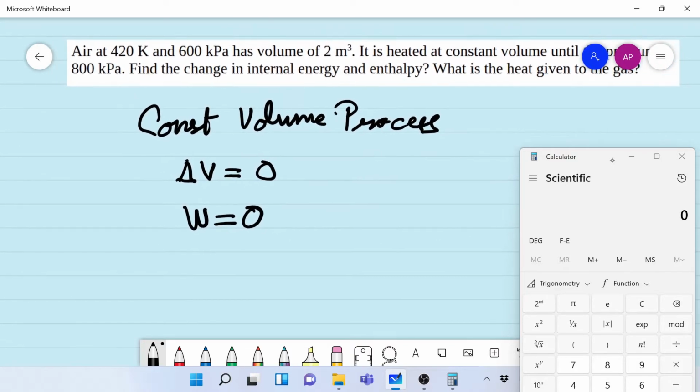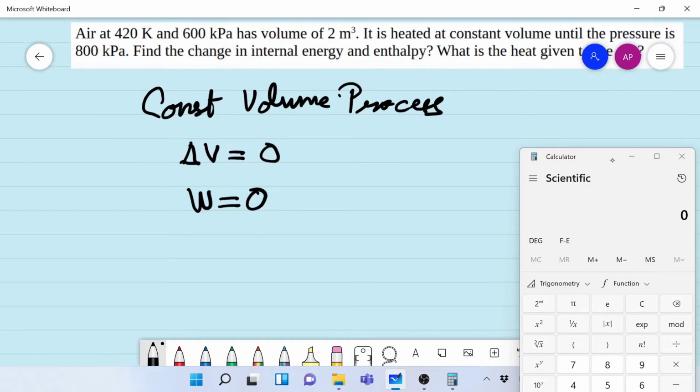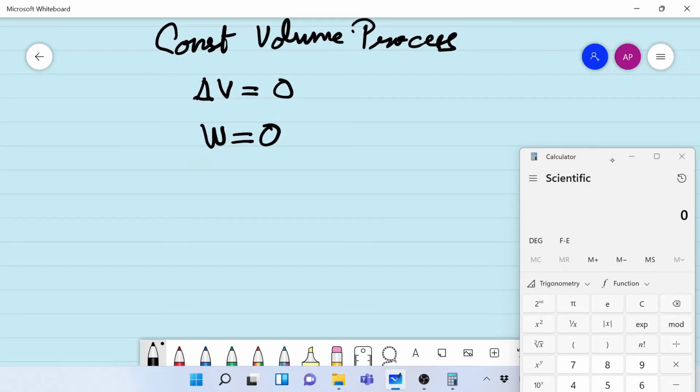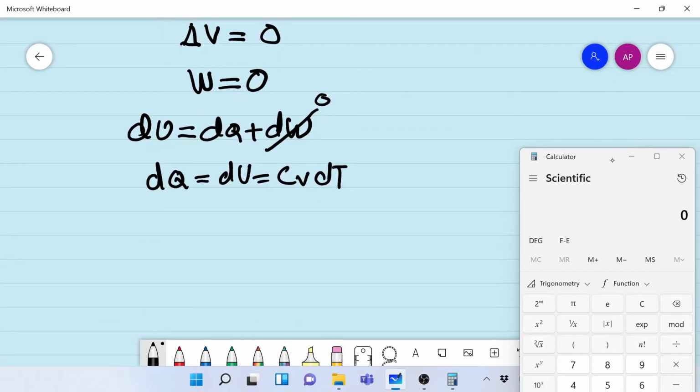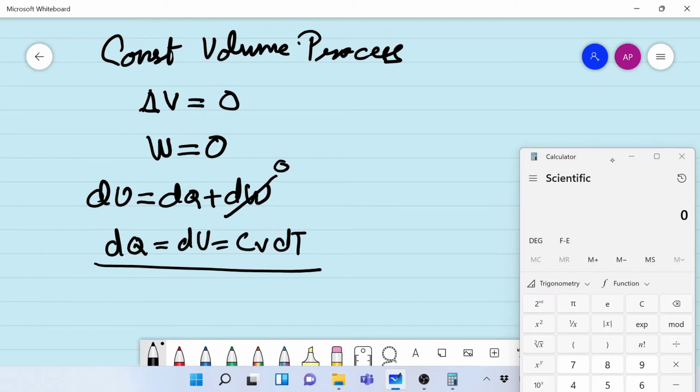Now let's go about calculating the other points in this problem, that is internal energy, enthalpy, and heat given. So applying the first law, we get dU is equal to dQ plus dW. Since dW is zero, we get dQ is equal to dU is equal to CV dT. Now, if we know the initial and the final temperatures of the process, we should be able to do this calculation. Now, let's visualize how this process really looks.